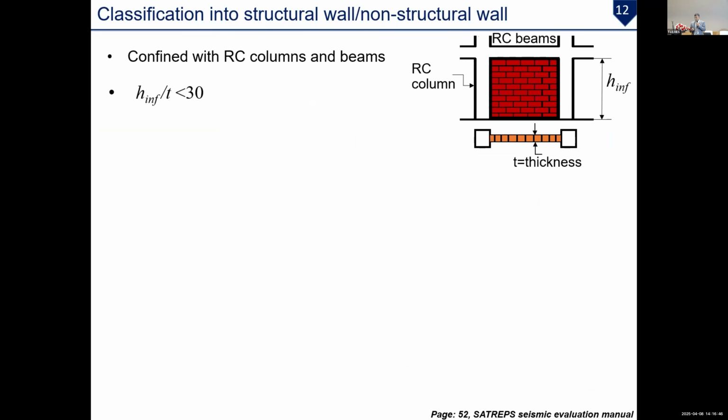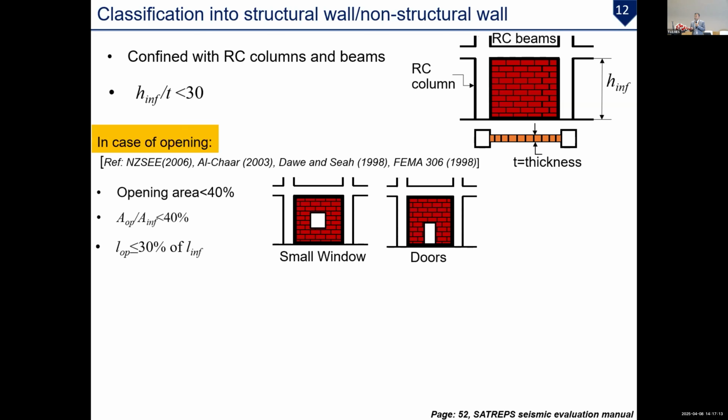Here, for example this wall, is it a structural or non-structural wall? There are just two conditions. One is that it should be confined with the RC column and beam. So this is the beam and this is the column. It should be confined with the RC frame. Another condition is that H infill divided by T is less than 30. With these two conditions, we consider it a structural wall.